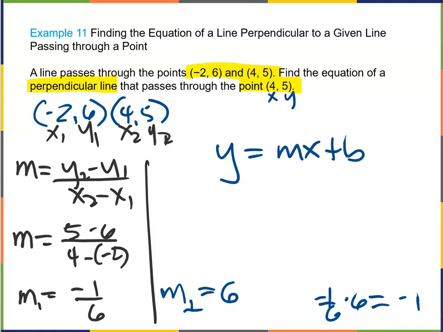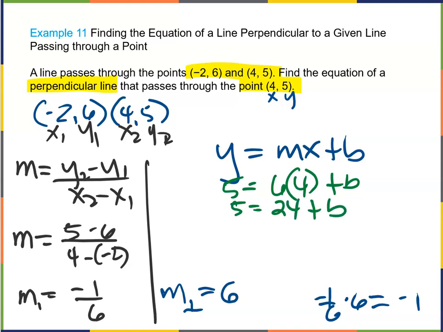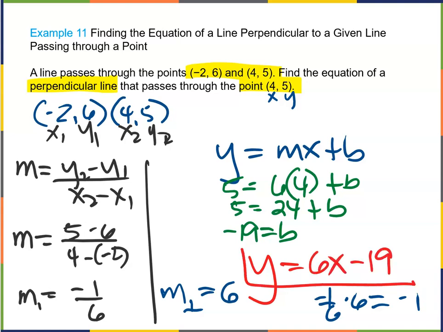So remember, y equals mx plus b. This is your x and this is your y. Let's substitute x, y, and our slope. So 5 equals 6, x is 4, plus b. 6 times 4 is 24. If we subtract 24 from both sides, you will get negative 19 as your b. So now we can write the equation of the line, which is 6x and your y-intercept negative 19: y equals 6x minus 19. Okay.